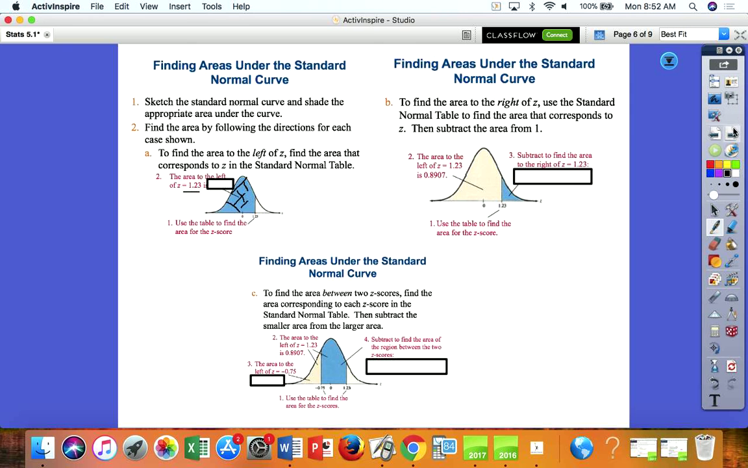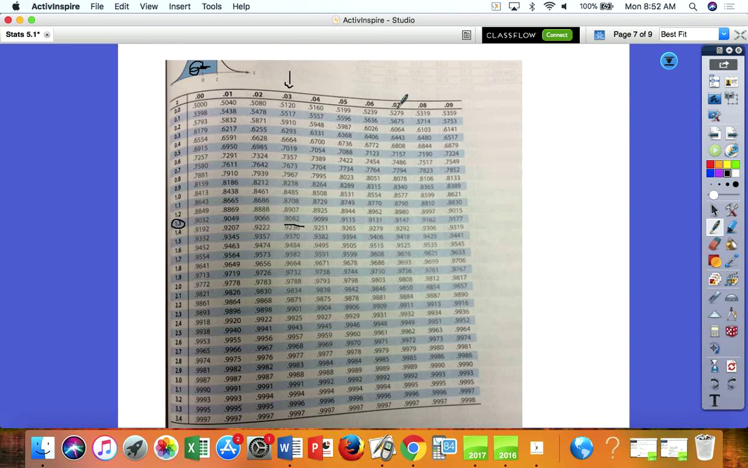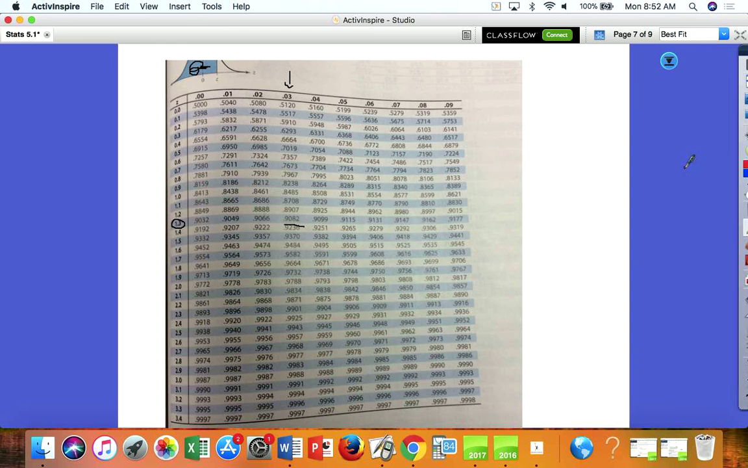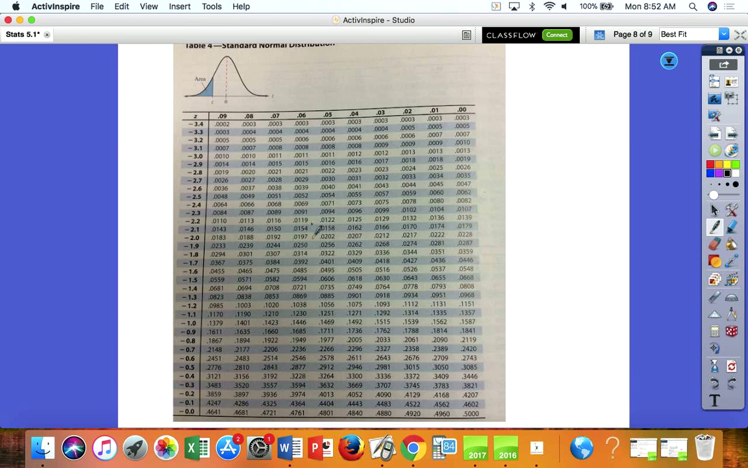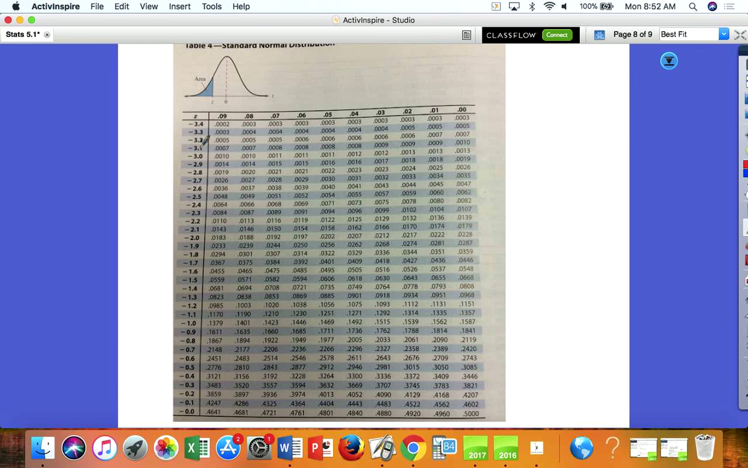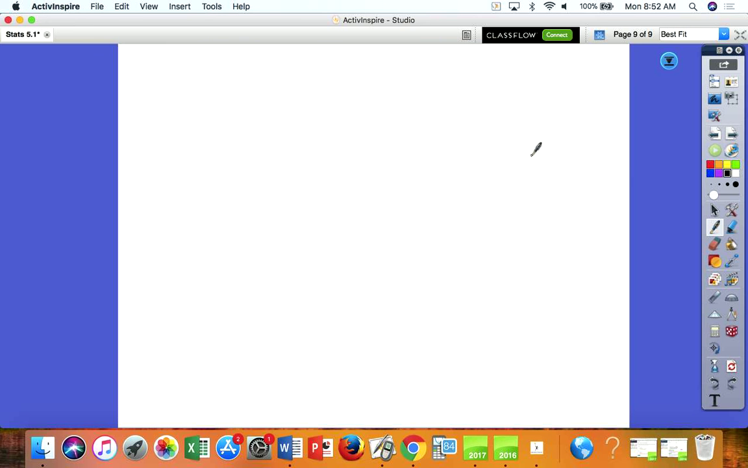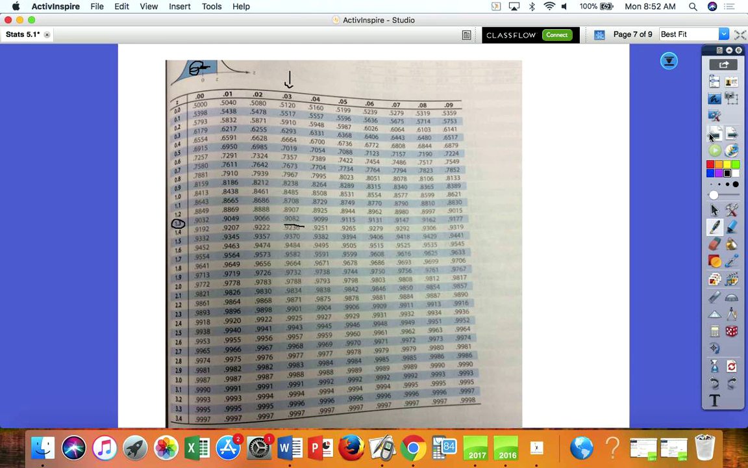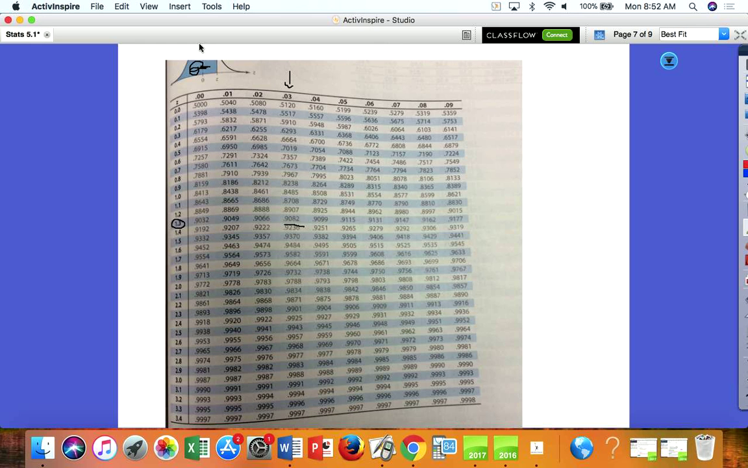So again, go to your table. And would you use this one or this one? Well, this is all negatives. These are all negative z-scores. And what are these areas all? They're all less than 50% because this z-score is to the left of the middle. Okay? These are all positive z-scores, and these areas are all more than 50%. Okay? So 1.23 would be right here.